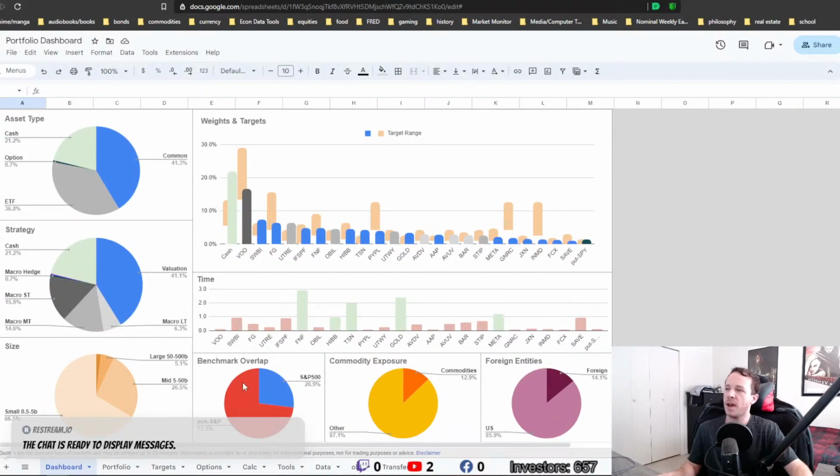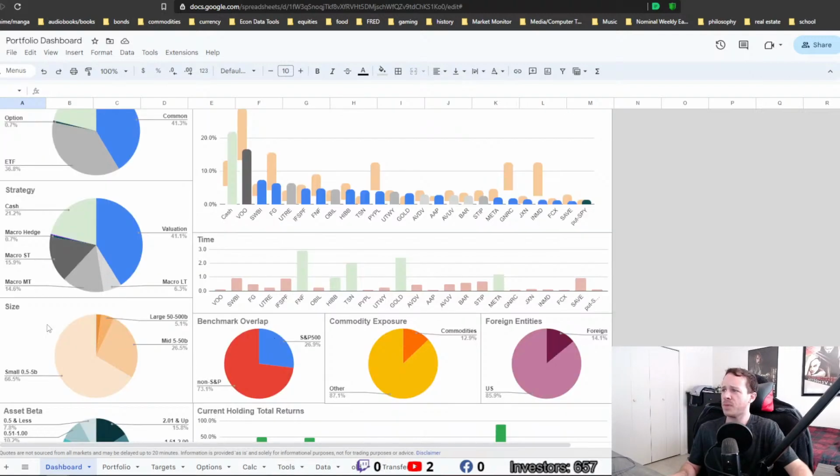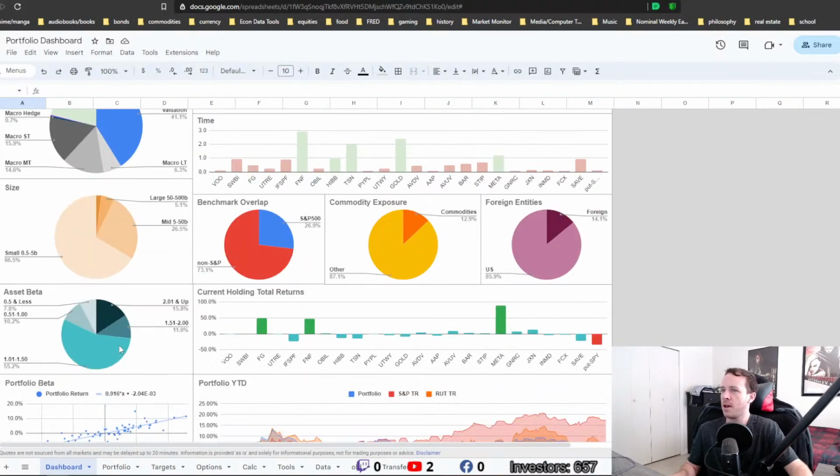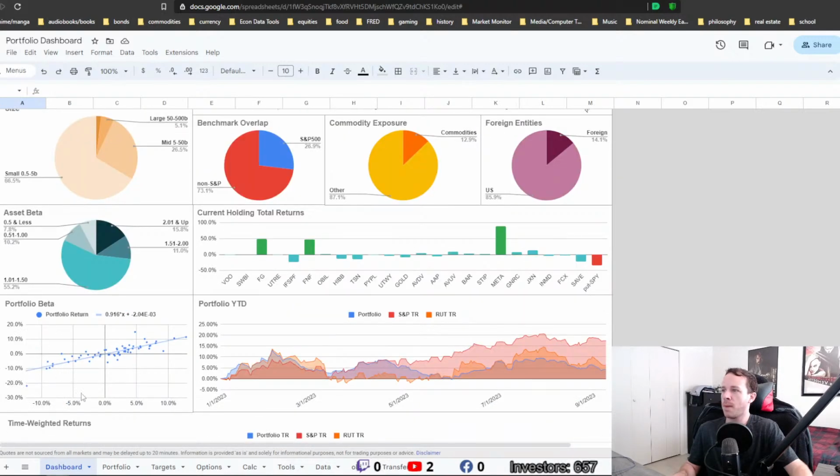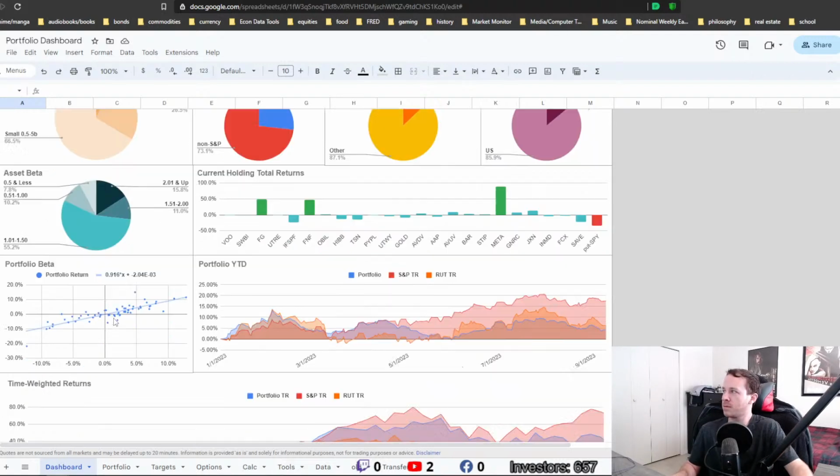We did already have this one here, which showed our overlap with the S&P 500, but I did add some pies here to show my commodity exposure as well as my foreign exposure, foreign entities anyway, which again, we'll get into some of the more specifics of that. Already had the size pie here, but then I've always shown my portfolio beta here, which is my actual monthly returns against the S&P total return, which is how I calculate my beta, which is the 0.92 that's right here, and the alpha estimate is right here.